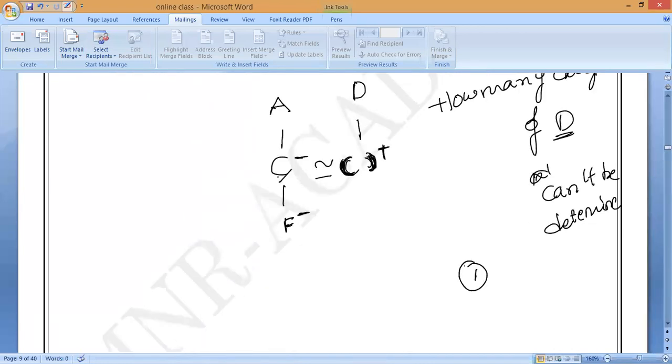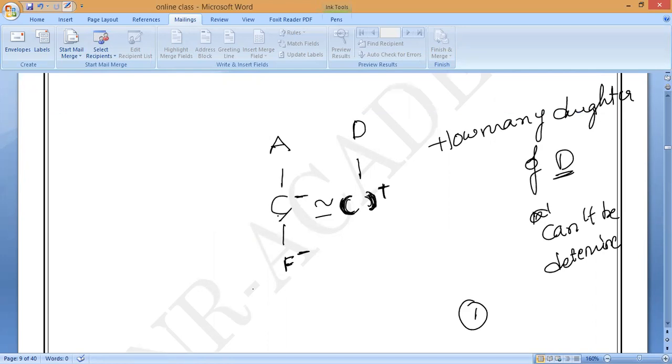What is the relationship between F and D? F and D relationship. Grandfather. Either grandfather or grandmother. F is the grandfather or grandmother. Yes, we don't know the gender. D's gender we don't know.